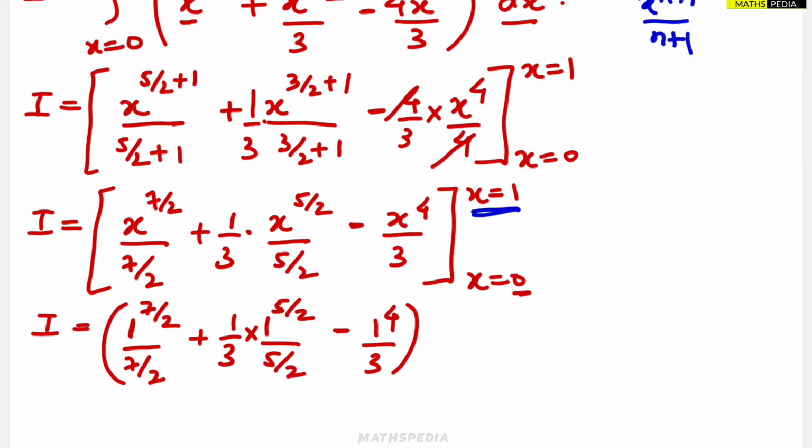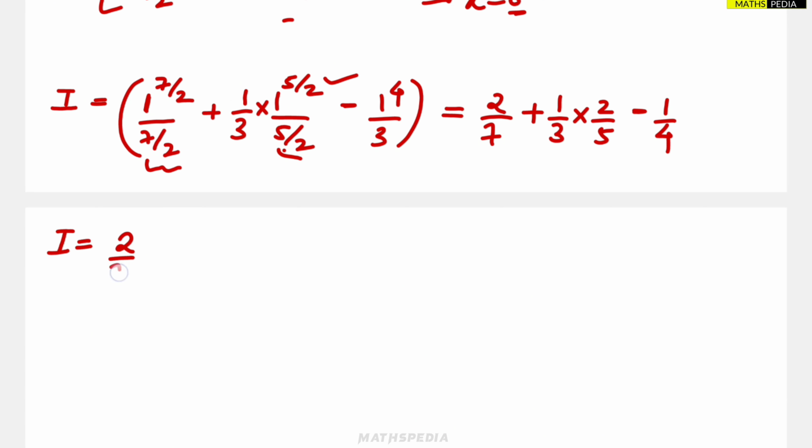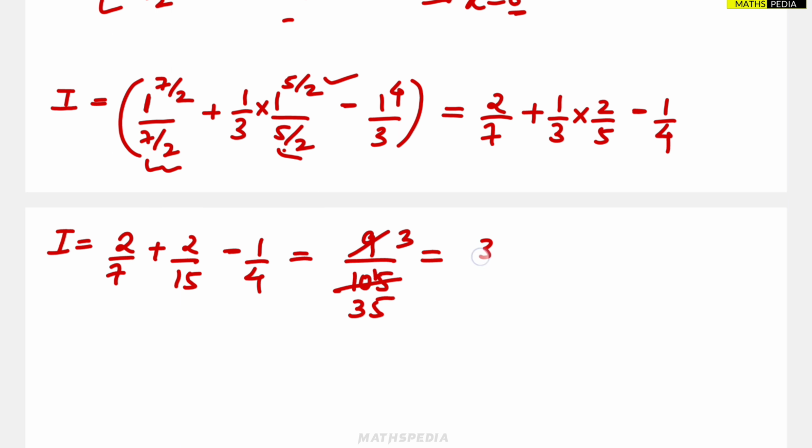So the simplified form becomes what? 1 power anything is what? 1 itself. So 7 by 2 is sitting down, it will go up, it will become 2 by 7. Okay, that is done. Then 1 power anything is 1 only. 5 by 2 if it goes up, it will become what? It becomes 2 by 5, then minus 1 by 4. So the answer for the double integration of the following equation is given by 3 by 35.